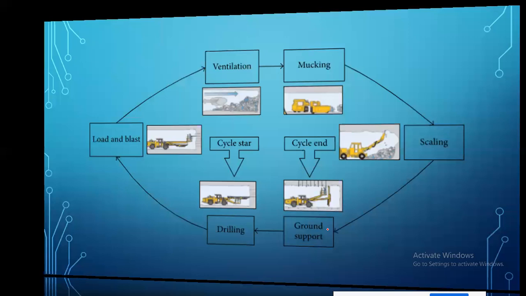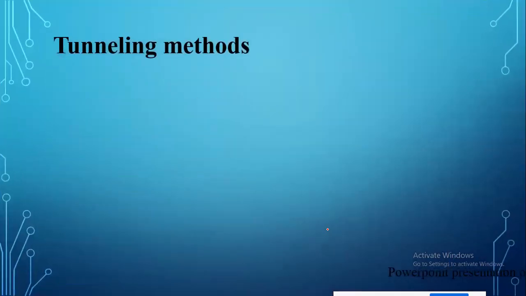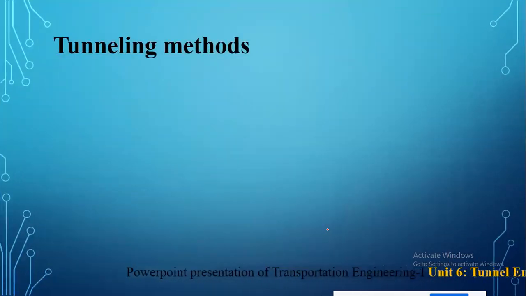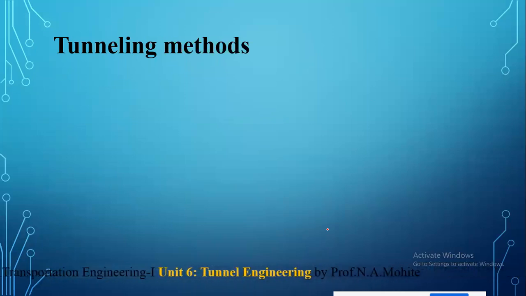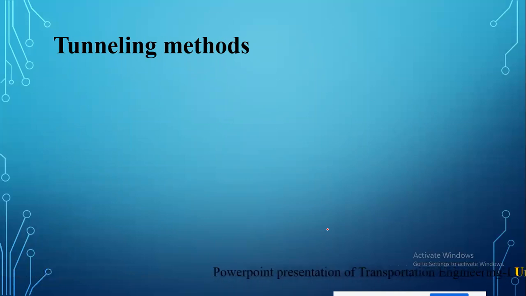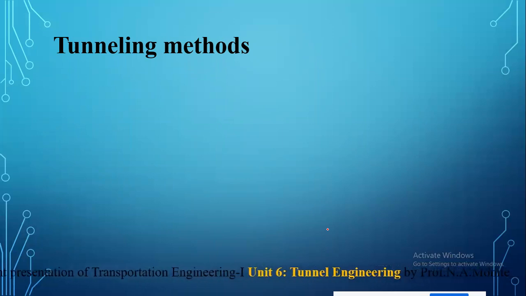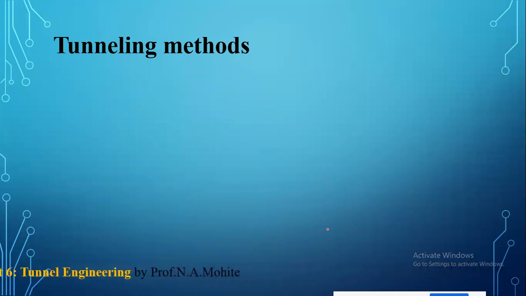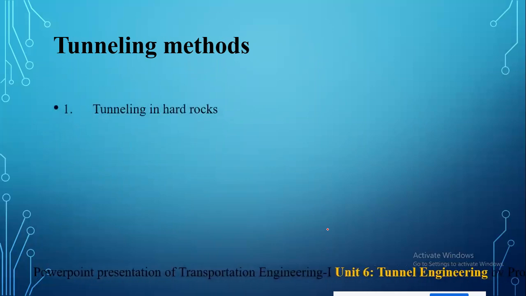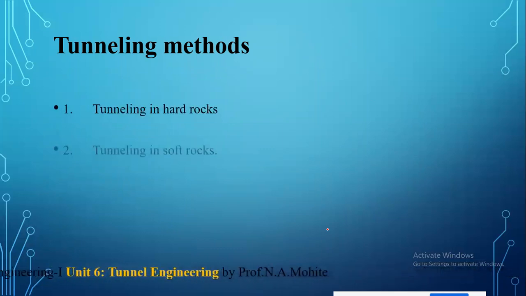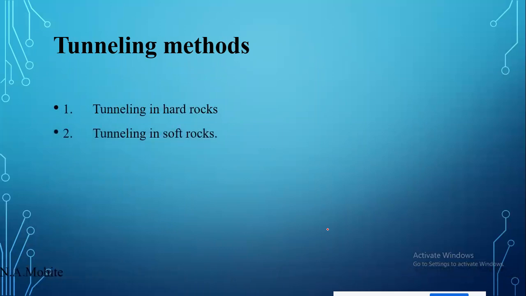Moving further to the next point, tunneling methods. There are several methods of tunneling, which depend on the site conditions, the size of the tunnel, the size of the bore, the equipment required or available, and how much timbering is required. Basically they are classified into two types: tunneling in hard rocks or tunneling in soft rocks. So these are the two methods.